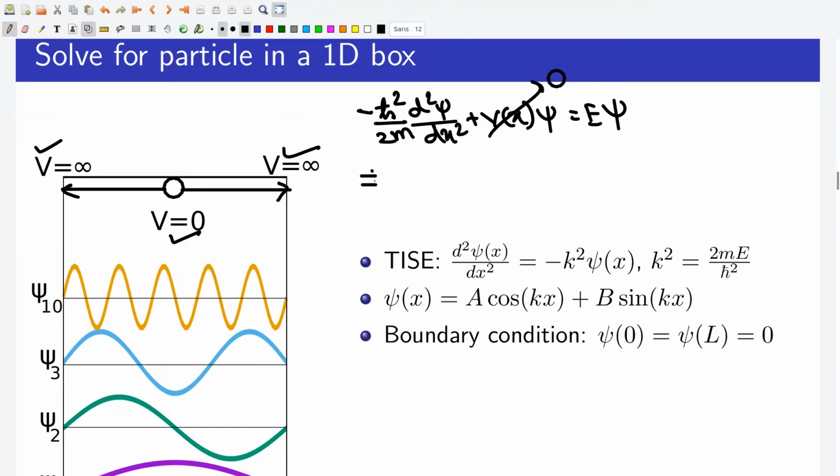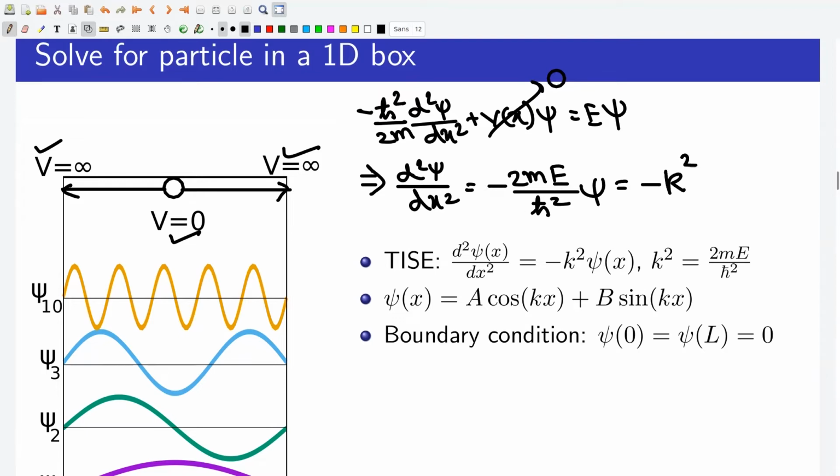So we can write d2 psi dx square is equal to minus 2mE by h cross square psi, and this term we write as k square, so we can just write it as minus k square psi. Now a general solution is given by this. It is very easy to verify that this will be a general solution, because if we take a derivative of cosine or sine twice, we get a minus sign.